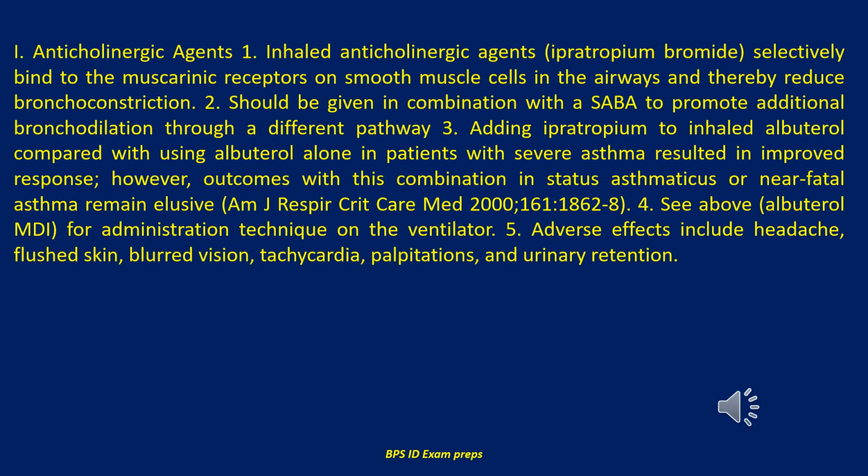Next we will discuss anticholinergic agents. 1. Inhaled anticholinergic agents, such as ipratropium bromide, selectively bind to the muscarinic receptors on smooth muscle cells in the airways and thereby reduce bronchoconstriction. 2. They should be given in combination with a short-acting beta agonist to promote additional bronchodilation through a different pathway. 3. Adding ipratropium to inhaled albuterol compared with using albuterol alone in patients with severe asthma resulted in improved response. However, outcomes with this combination in status asthmaticus or near-fatal asthma remain elusive, published in the American Journal of Respiratory Critical Care Medicine in 2000.